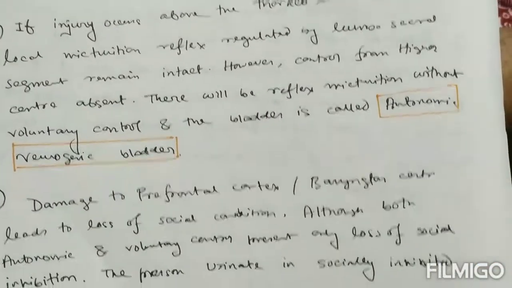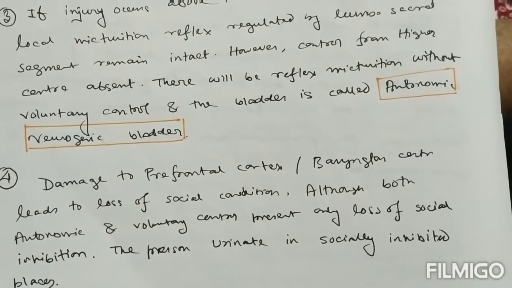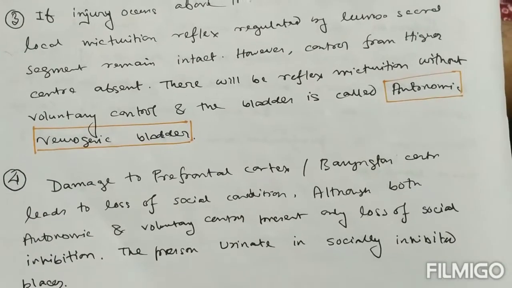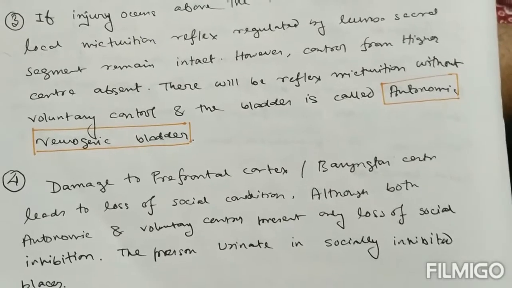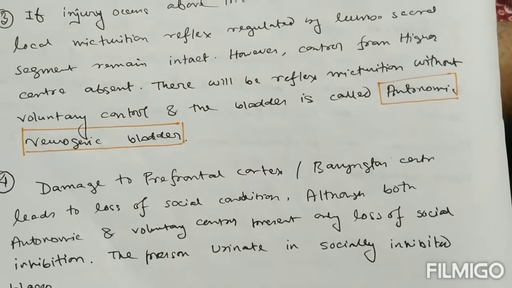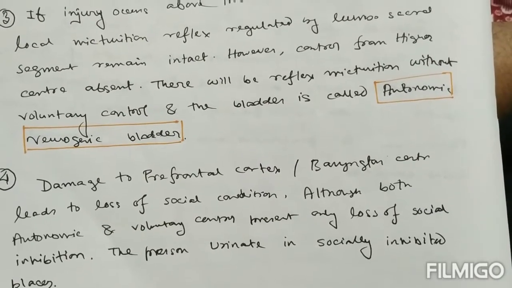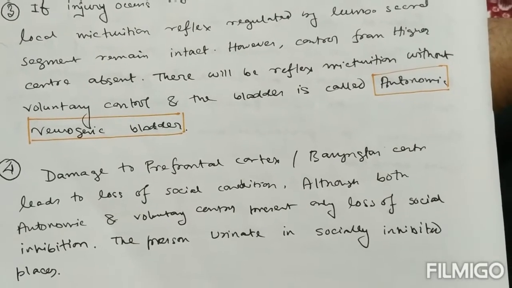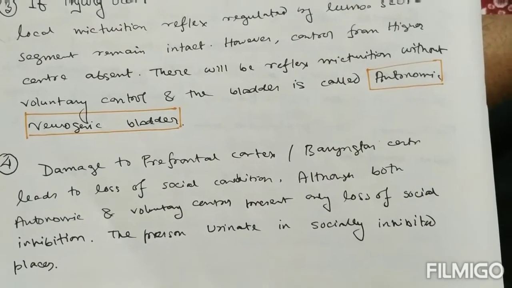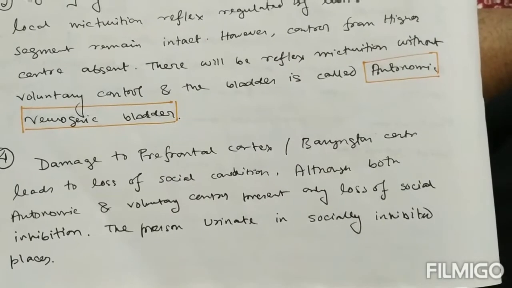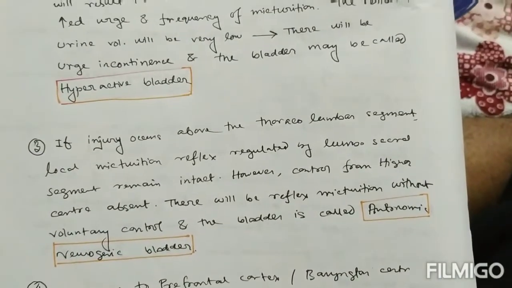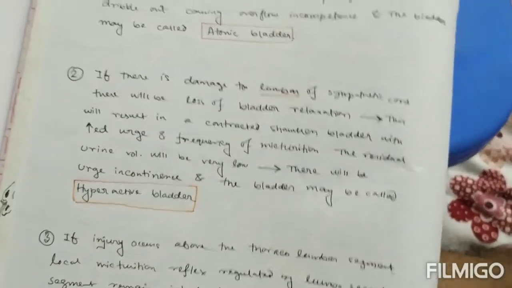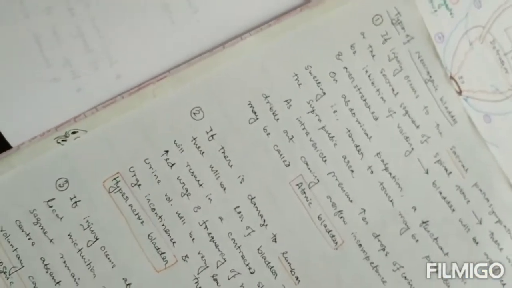Another is when higher centers like the prefrontal cortex or Barrington center in the pons are damaged, and as a result there will be loss of social inhibition, that is, an individual cannot control his or her micturition in a socially unaccustomed area or time. So this is all about the micturition related conditions, and these are called neurogenic bladder.